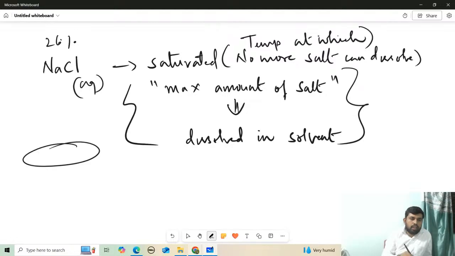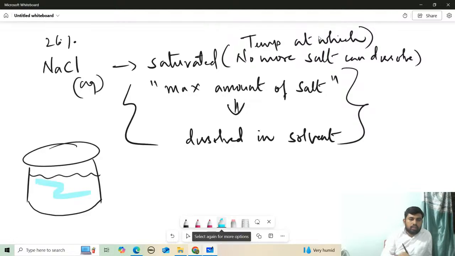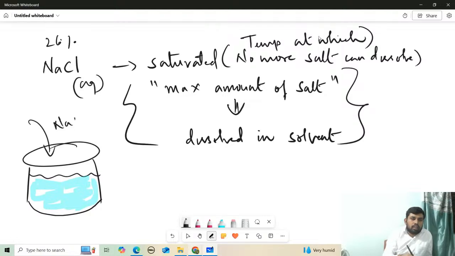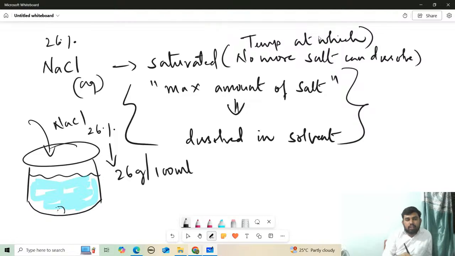Just think like we are taking a beaker and we are going to keep on adding salt, NaCl. Suppose we have 26 grams for every 100 ml of water. This is called 26% NaCl. Then the remaining salt will be left over here only.